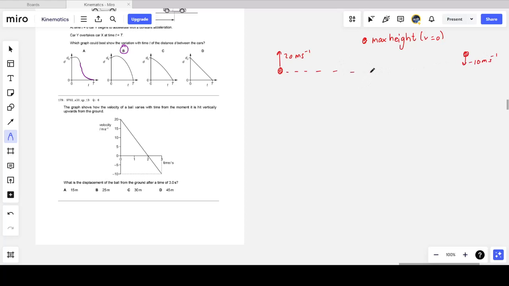And what we want to calculate is the displacement of the ball from the ground. So it's height above the ground, basically. We'll call that S. And basically what S is, if we have a velocity time graph, is the area under the graph. I mean, you don't have to use area under graph. You could use your kinematic equations of motion, but this is a lot quicker.